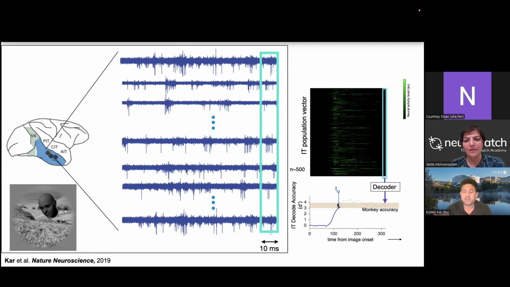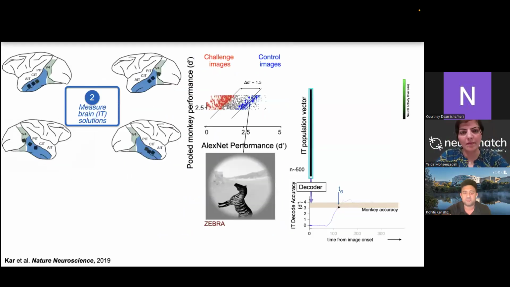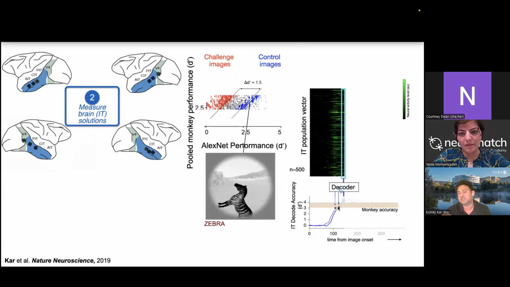Here I'm showing you that this particular image almost hits the solution around this particular time. At this time, the solution that I'm deriving and the solution that the monkey is reporting, way after this time period, is actually the same. Here's another example I can pick, a zebra, which shows similar timing.